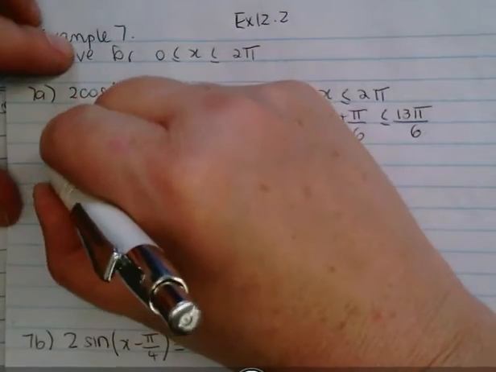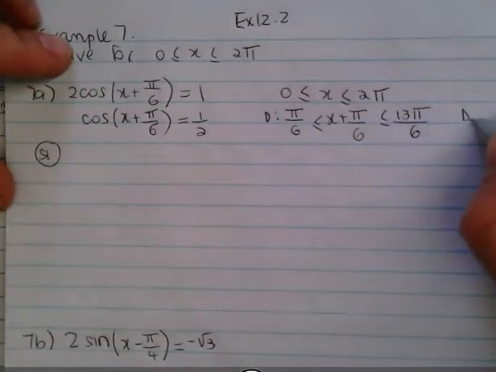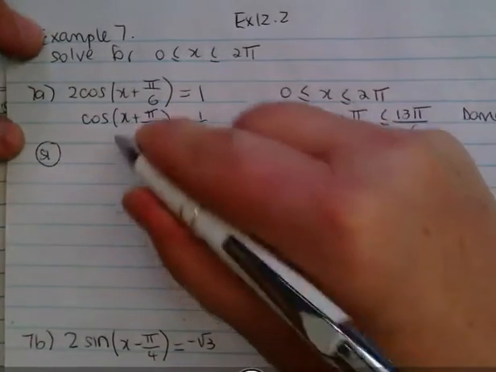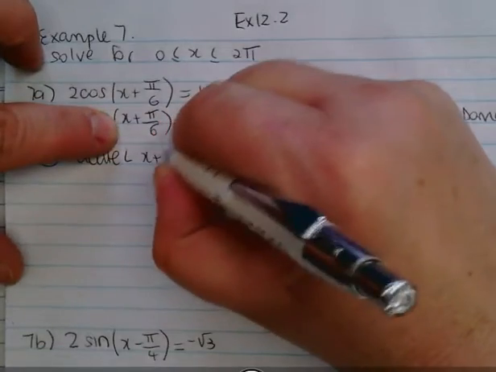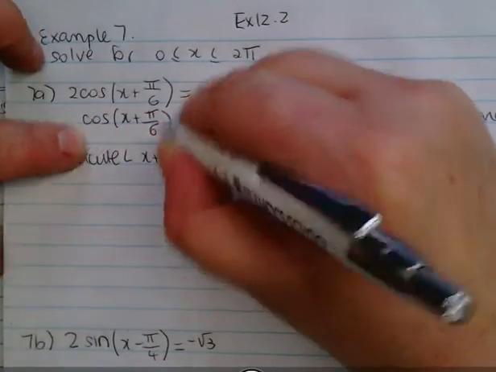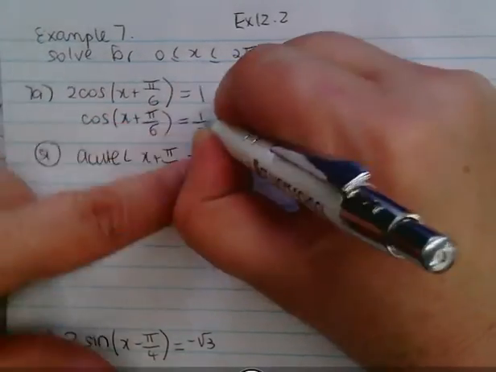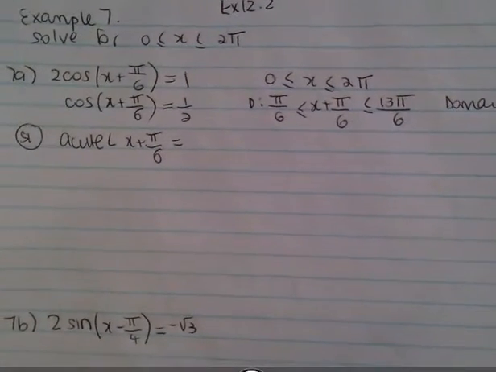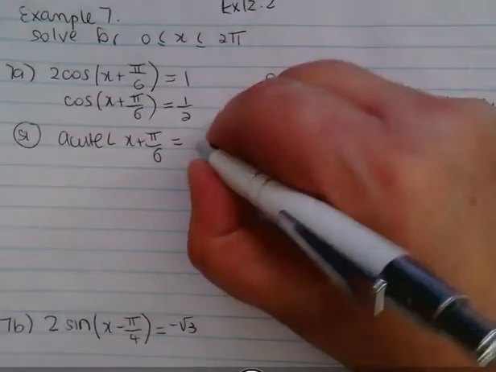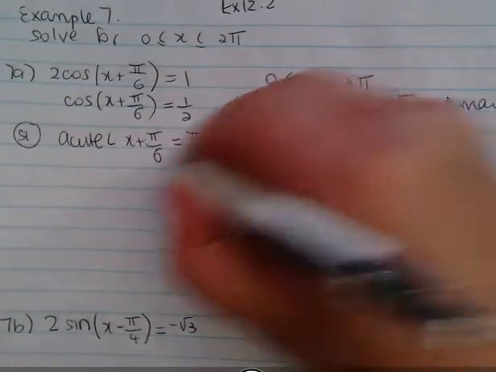So again, we just follow our same steps once we've got our new domain. So step 1 is the acute angle. But it's not acute angle x, it's acute angle x plus pi on 6, because we say cos of this is a half. Now cos of what is a half? Cos of 60, which is pi on 3. So the acute angle is pi on 3.